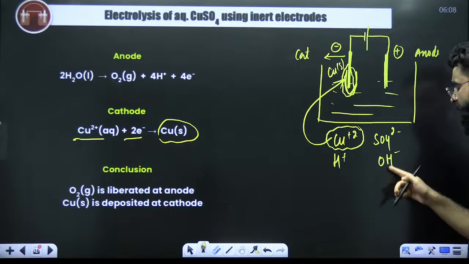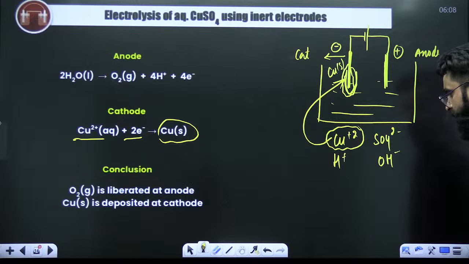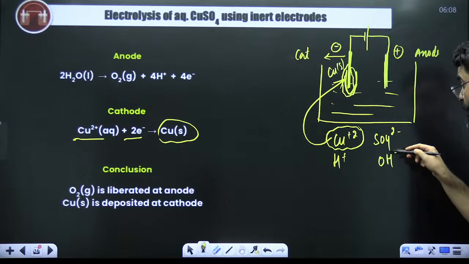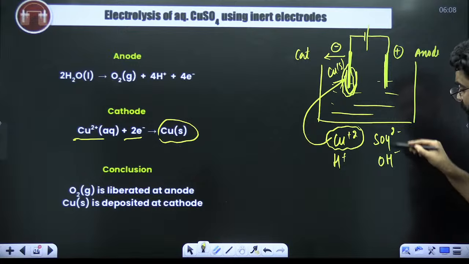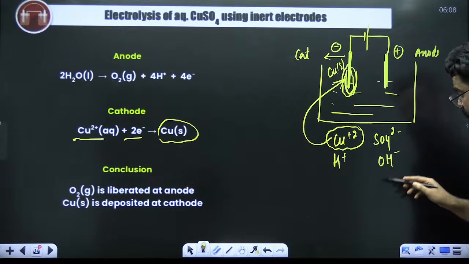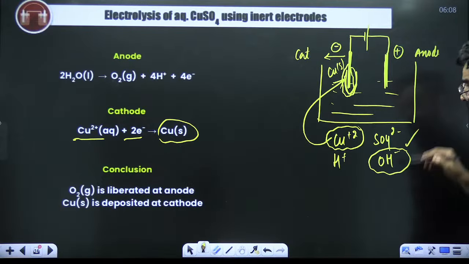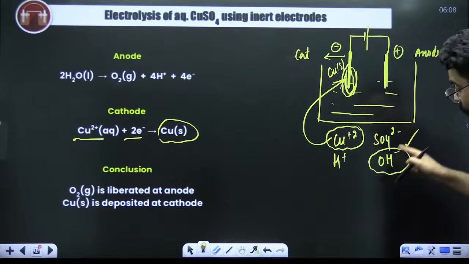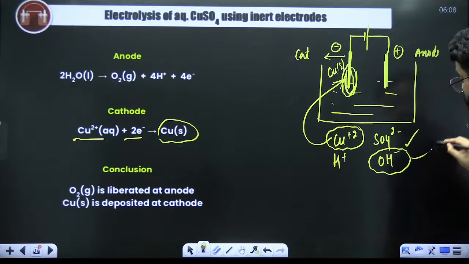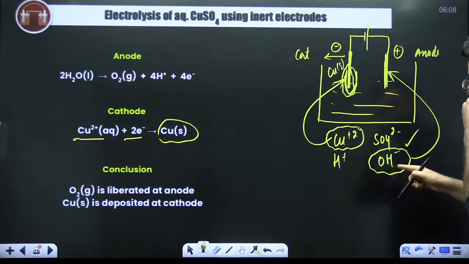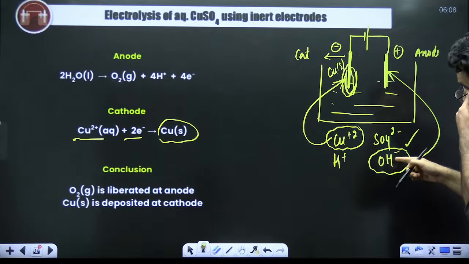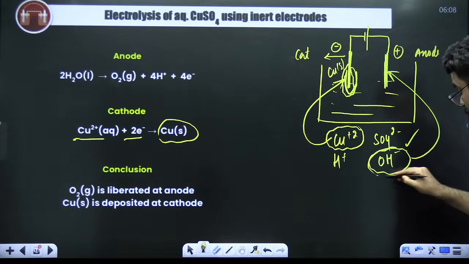Similarly, you have got two types of anions, OH negative and SO4 2-. Now both would want to go to the anode and both would want to undergo oxidation. But among these two, which one will undergo oxidation? The one which has lesser discharge potential, that's OH negative. So it will undergo oxidation at anode. But if I ask you from where this OH negative has come, you will say it has come from water, right?